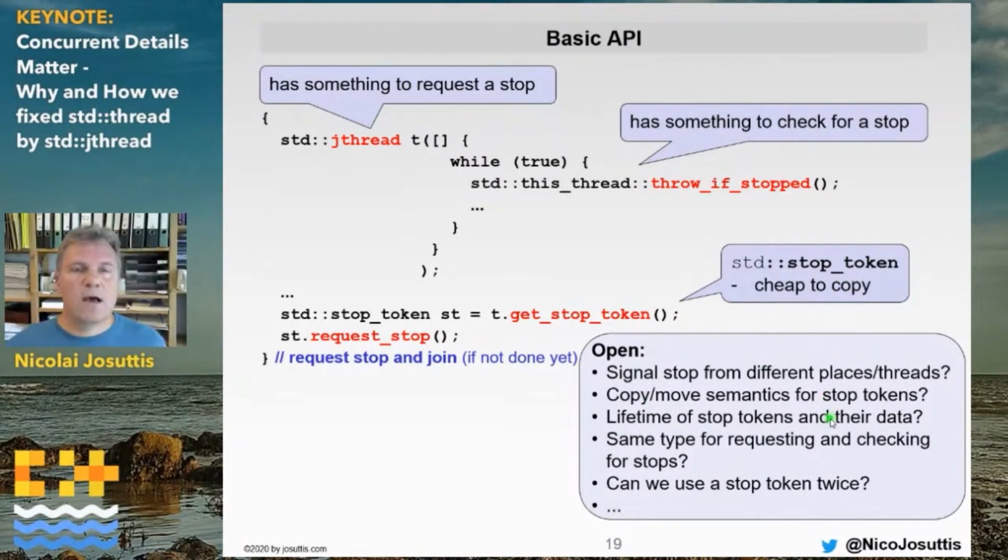But nevertheless, we need some lifetime. We have a communication between two asynchronous threads. So where do we store all the data they communicate about, and how do we deal with the lifetime so that it's automatically destroyed once nobody needs that anymore? Should we have the same type for requesting a stop and for dealing with a stop? Can we use a stop token twice? These are just a few of all the questions we had to decide upon.